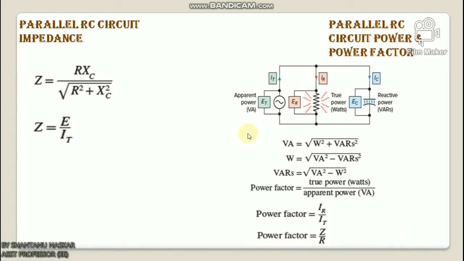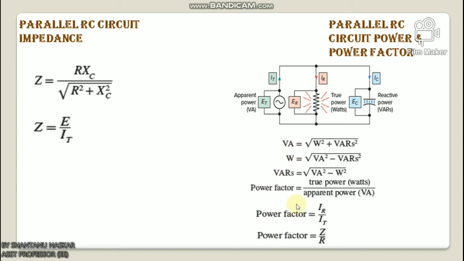The power components for a parallel RC circuit are shown in this figure. The formulas that apply are the same as for the parallel RL circuit, which is VA equals root over W square plus VAR square, and W equals root over VA square minus VAR square, and VAR equals root over VA square minus W square. And power factor equals true power, which is in watts, divided by apparent power, which is in VA, volt ampere.